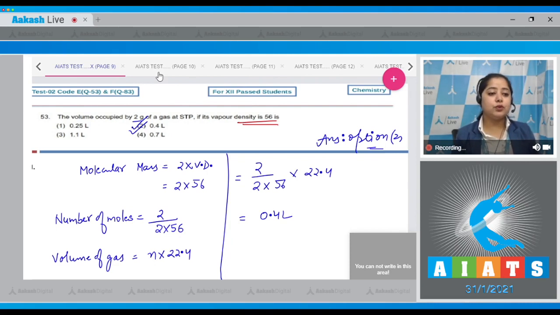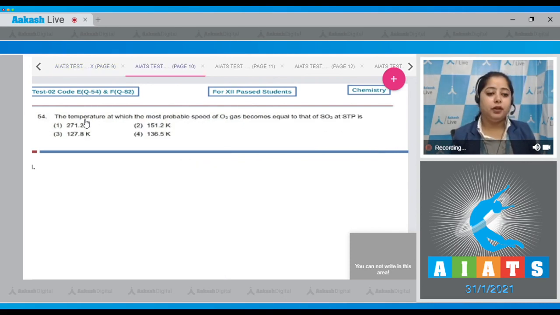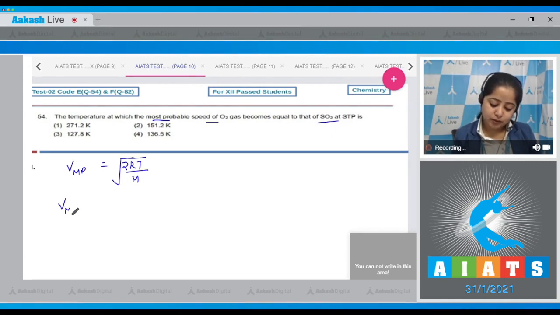Moving to the next question, students, which is question number 54. The temperature at which the most probable speed of O2 gas becomes equal to that of SO2 at STP is. Students, we know that most probable speed is equal to under root of 2RT upon M. And we are given that the most probable speed of O2 is the same as that of SO2. So most probable speed of O2 is equal to most probable speed of SO2.